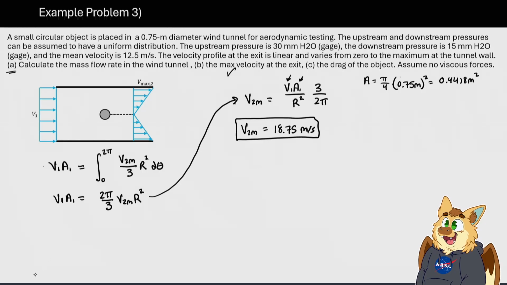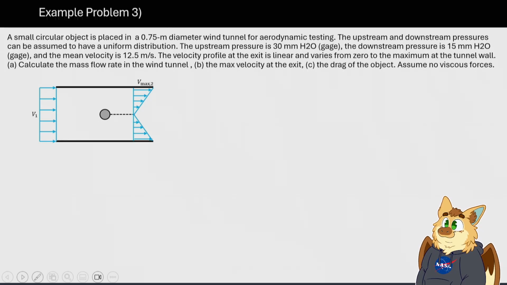Okay, let's give ourselves a fresh new slide here to work on conservation of momentum. For conservation of momentum, let's write out our core equation again.